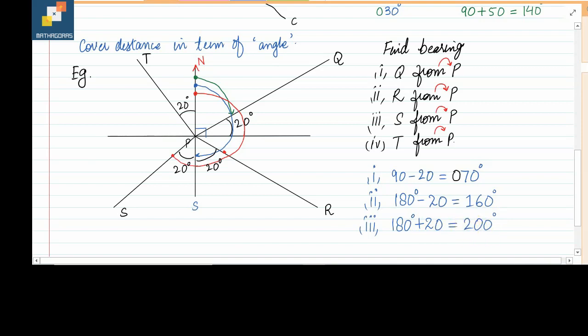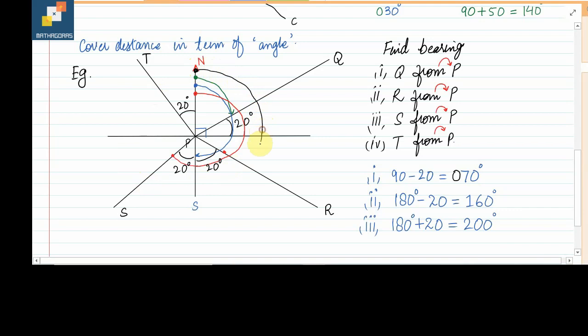The last one, T from P. So this time I'm going to use a black pen. Yes, so from the north I need to travel from north till the line T. That means I need to travel this whole journey, right? Keep in mind, always move in a clockwise direction, right? So I'm starting my journey from the north till this point.